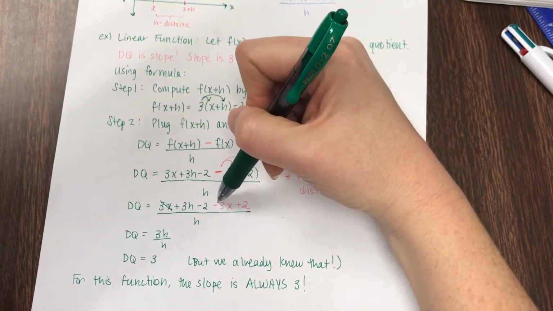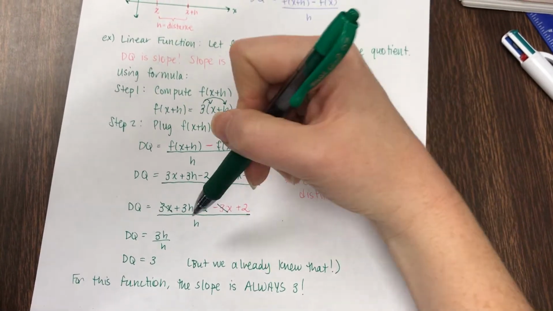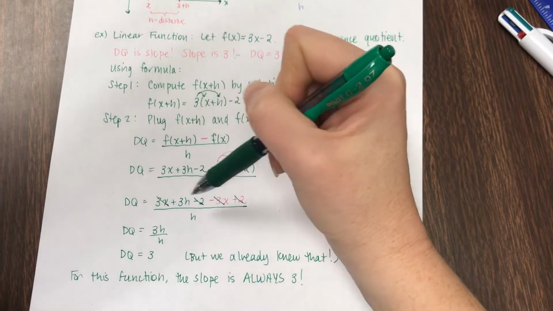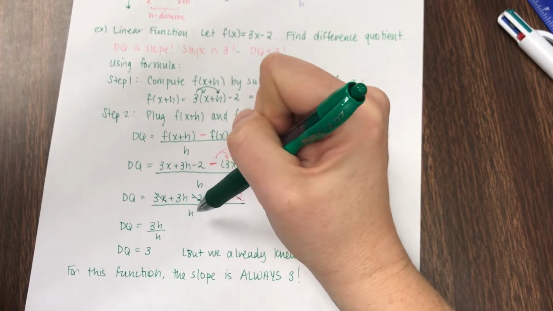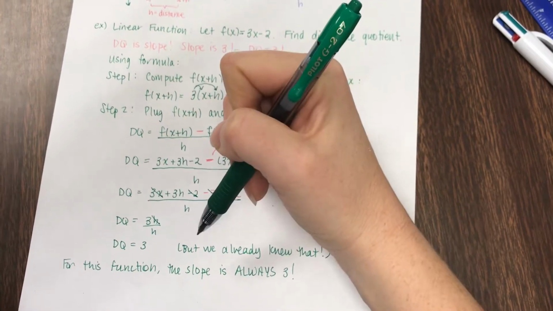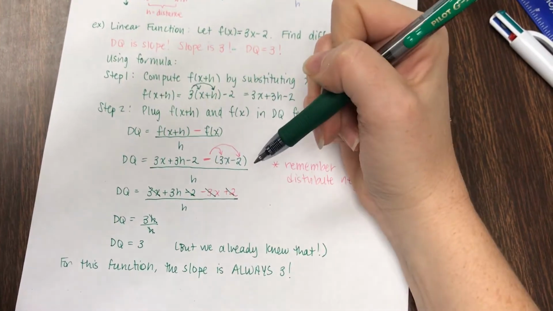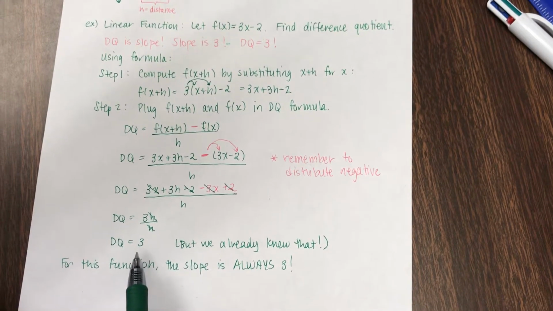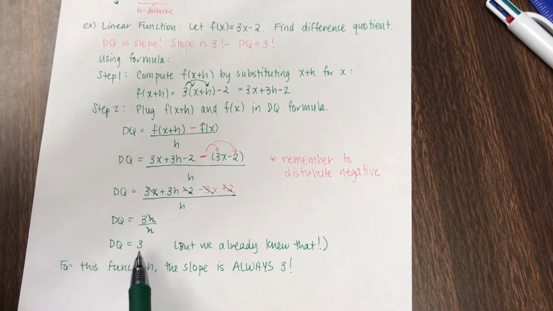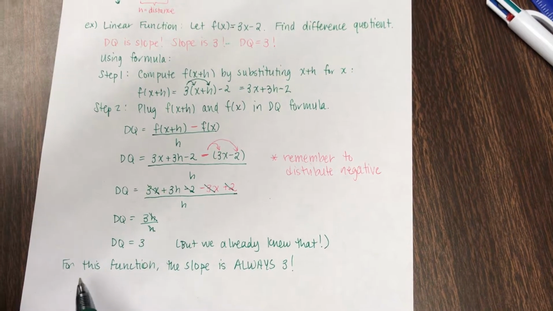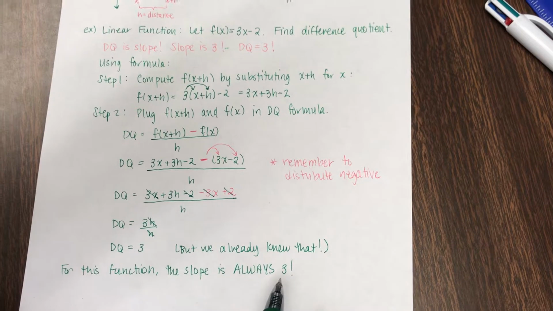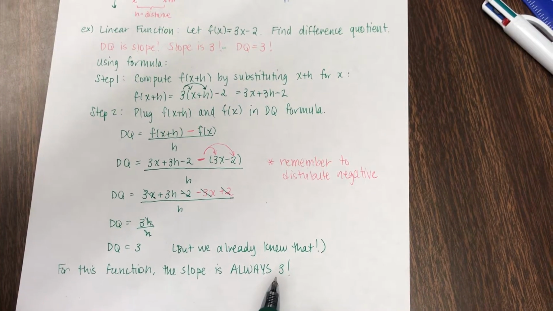Something magical is about to happen. Notice this 3x and this negative 3x cancel. Notice this negative 2 and this positive 2 cancel. And my numerator reduces to 3h. My denominator remains h. But then notice that this h in the numerator cancels with this h in the denominator. And not surprisingly, we knew the slope was 3. This was a linear function. We got the difference quotient. For this particular function, the slope is always 3. No matter what x you pick, no matter what h you pick, it's always 3 because it's a line.